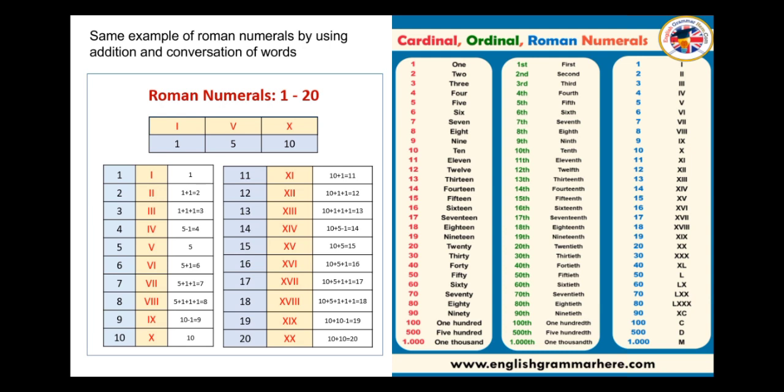Cardinal and ordinal Roman numerals. Cardinal, we use the word of 1. 2, we use the word of 2. 3, we use the word of 3. 4, we use the word of 4. 5, we use the word of 5.